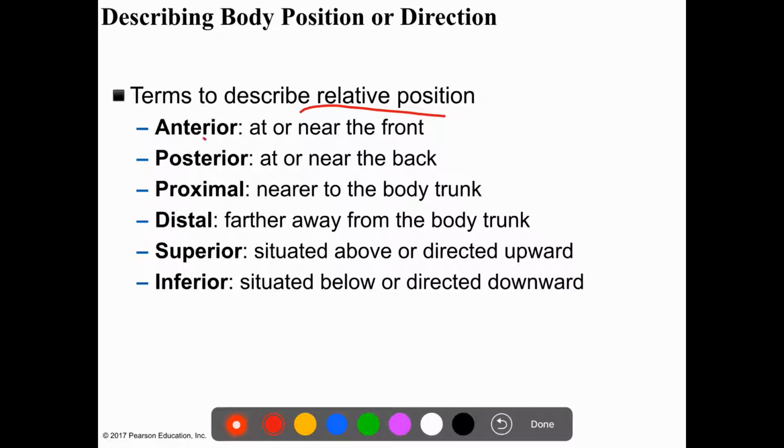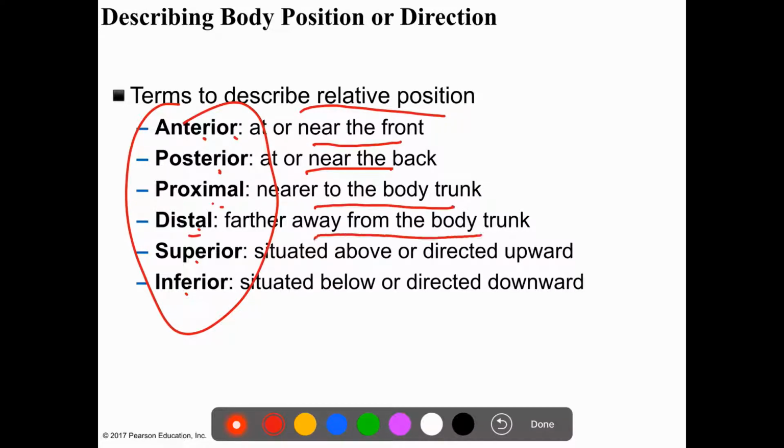Along with that, we have other terms that we are going to use to describe relative positions. We have anterior, posterior, proximal, distal, superior, and inferior. And these are coming from these planes. So anterior is at the front, posterior at the back, proximal near to the body trunk, distal far from the body trunk, superior is above, toward the above, and inferior is toward down.